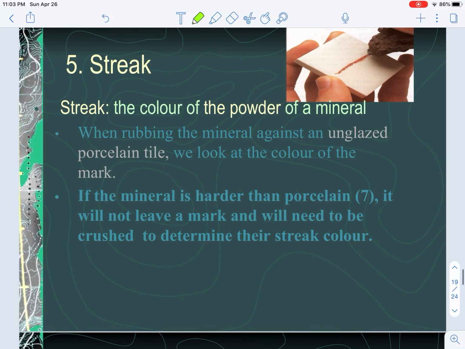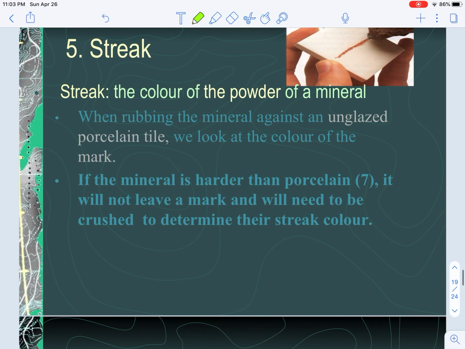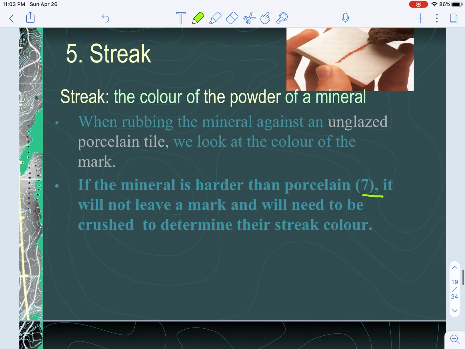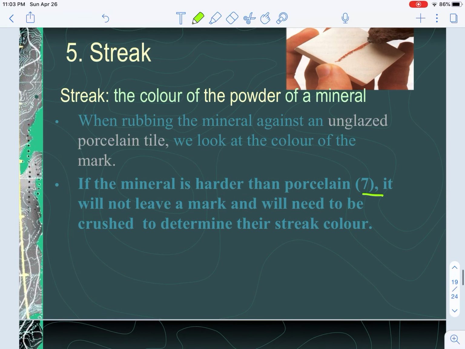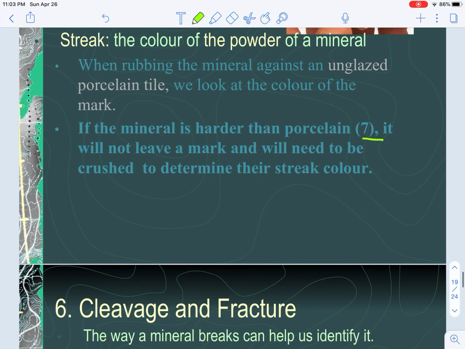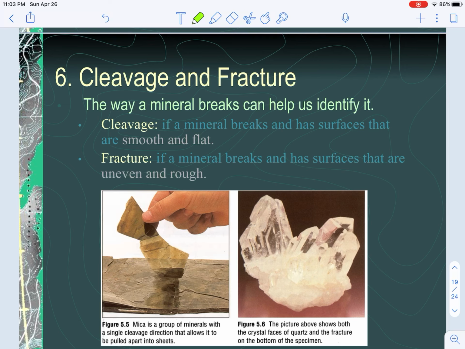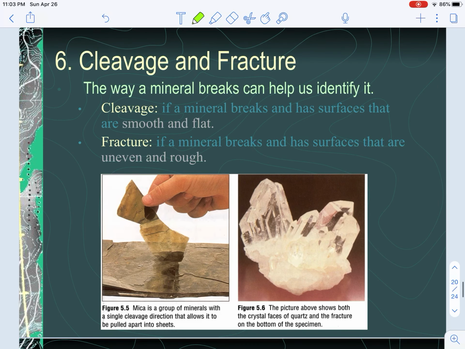The streak test is when you rub it against an unglazed porcelain tile, and the mark that appears is considered the streak. Interestingly, porcelain tile is a 7 for hardness, so anything that is harder than 7 will have to be crushed into powder to take a look at it, because the test only works for minerals under 7 of hardness.